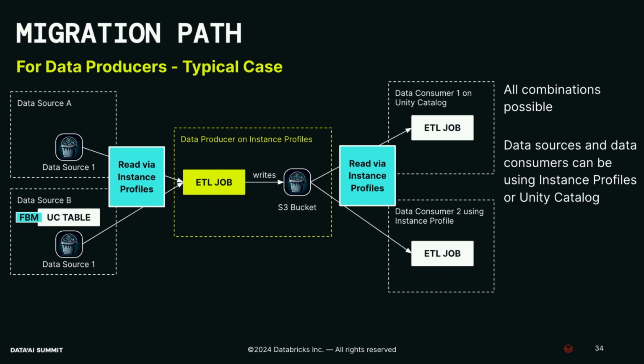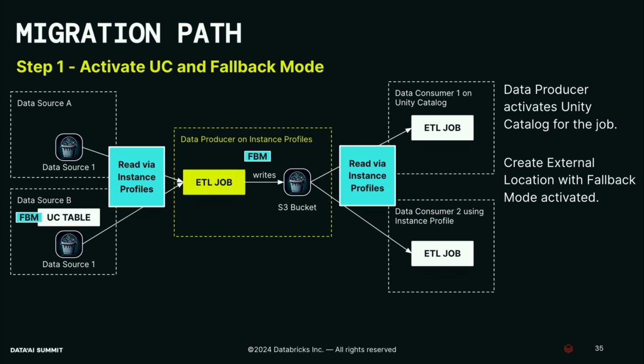So now the data producer wants to use Unity Catalog. How does it look like? So first of all, what they need to do is, before they create Unity Catalog tables for the data producer, they need to activate this fallback mode. So fallback mode ensures that all the downstream consumers don't have broken pipelines when you create Unity Catalog tables. So this is the first step that you do.